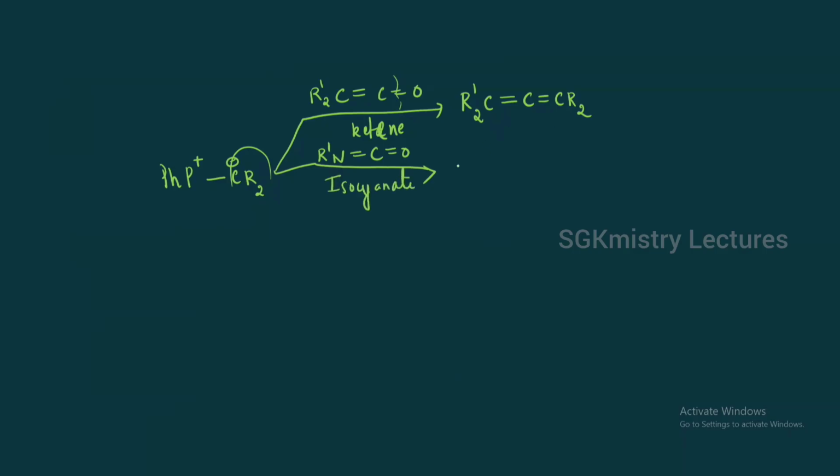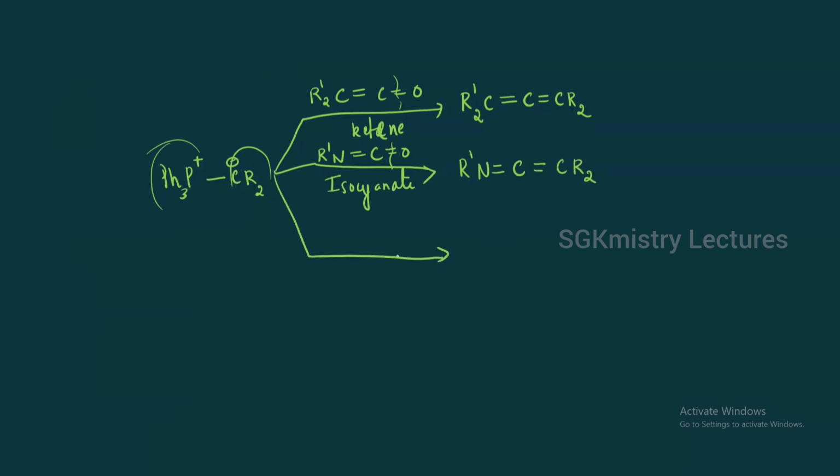Isocyanate. So you get again R' dash N double bond C. Now this will be removed and it will form the bond with this Ph3P. So sorry, this should be Ph3P. Okay, so now the CR2 will come and form a double bond here. So here you're going to get CR2.